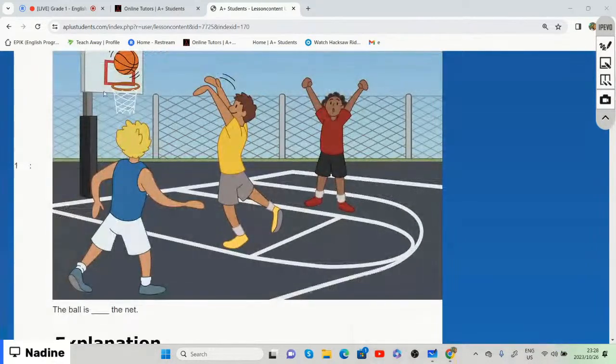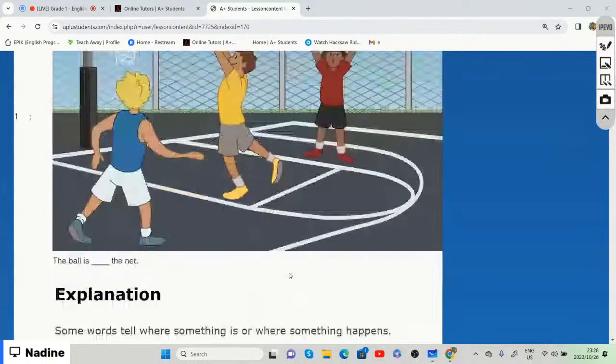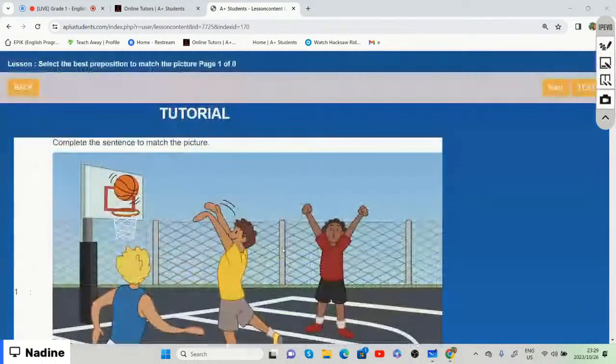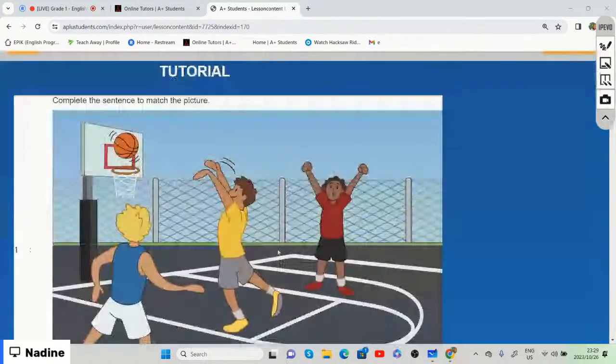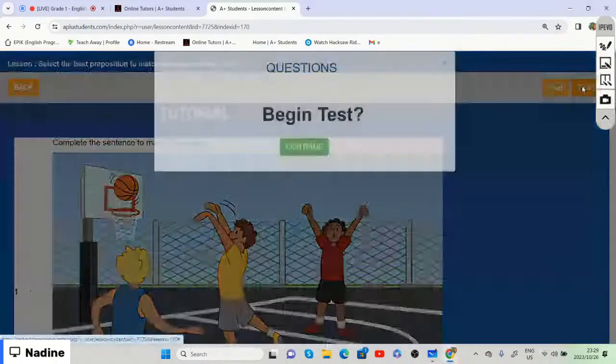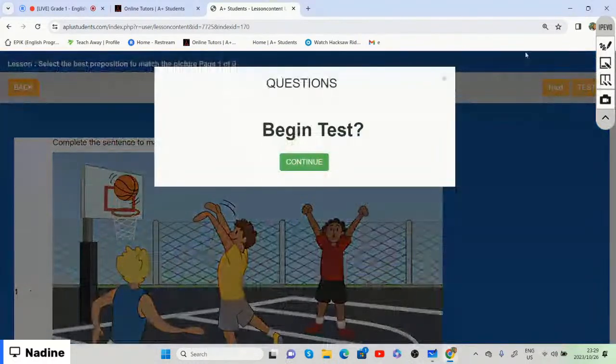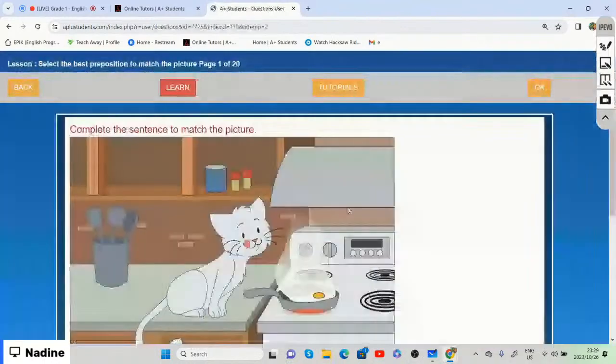Even if we look at that, the ball is rather in the net, not even onto, just in the net. All right. So now let's go to our test. Beginning the test. So we're going to begin the test now.